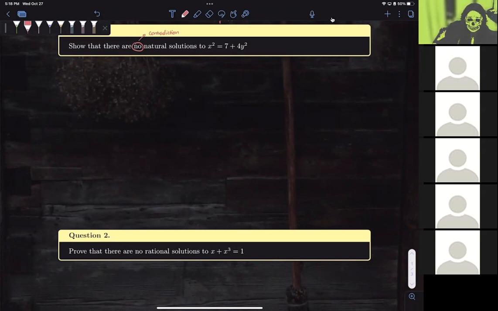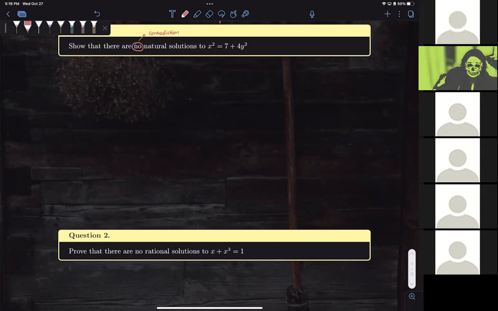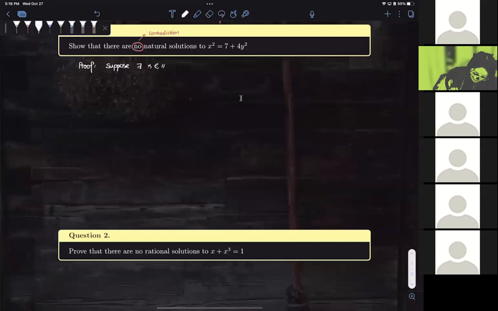Tell me, how do I do this? Yep, go ahead. We first assume the contrary, so there exists a natural solution such that x squared equals 7 plus 4y squared. Okay, hold on, let me write it down. Such that x squared equals 7 plus 4y squared. Okay, what do we do next?